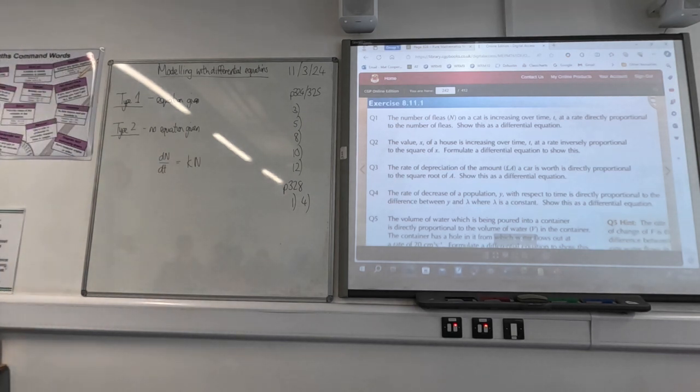That is the answer to question 1. I mean, you won't get a question that stops there. It would obviously go on. But if it says, show this as a differential equation, that is the answer. So just see if you can write me a differential equation for 2, 3, and 4.